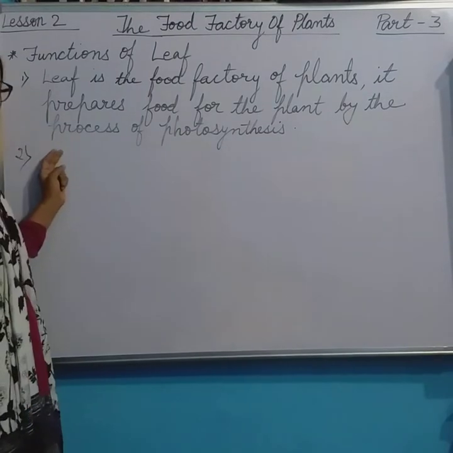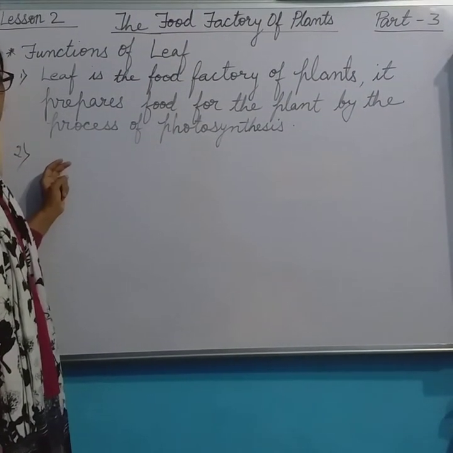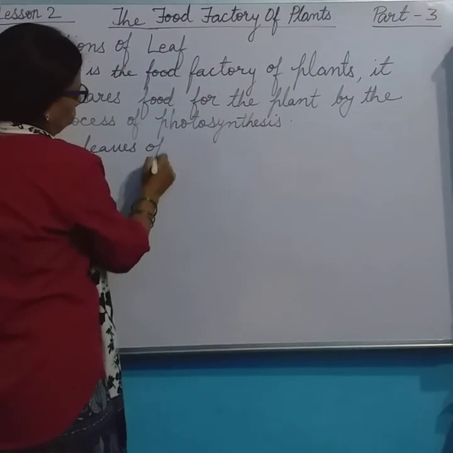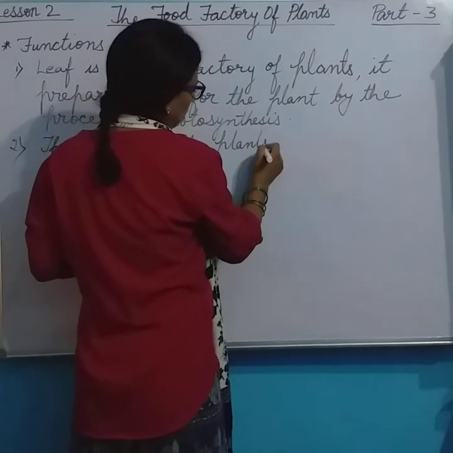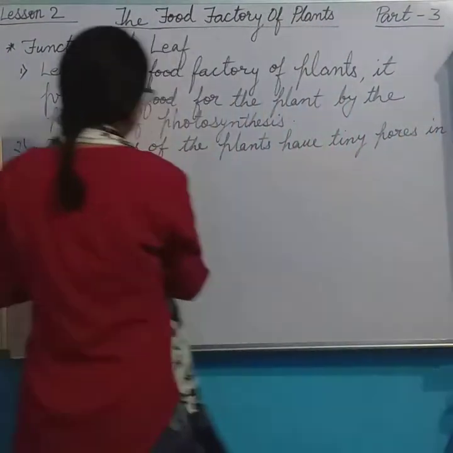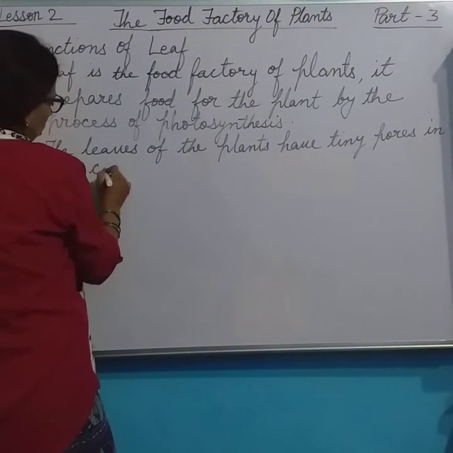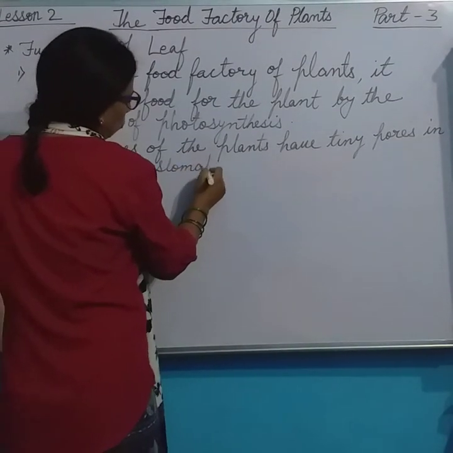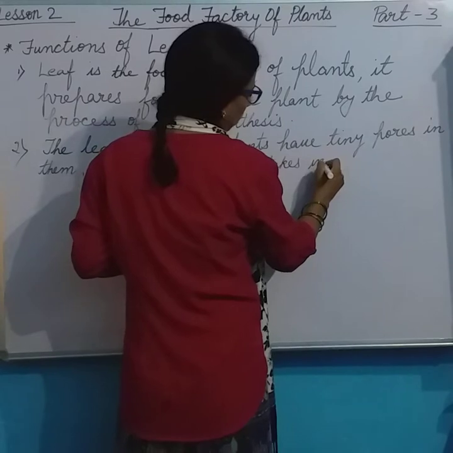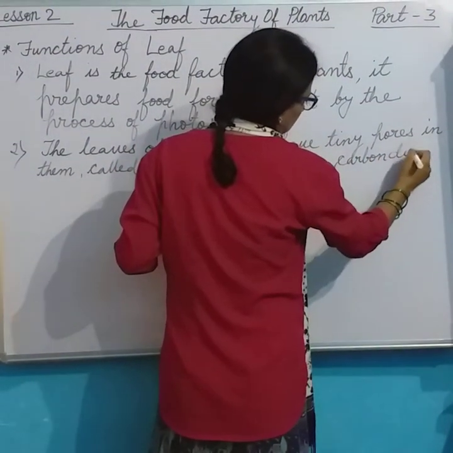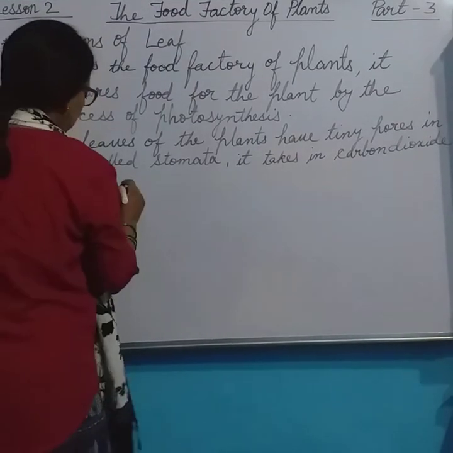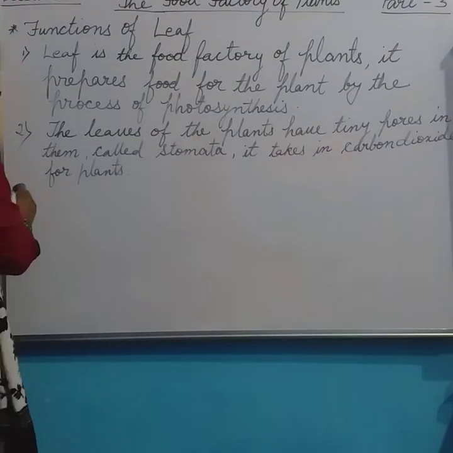Secondly, the leaves of the plants have tiny pores in them, and they are called stomata. And what does this stomata do? It takes in carbon dioxide for plants to do photosynthesis.